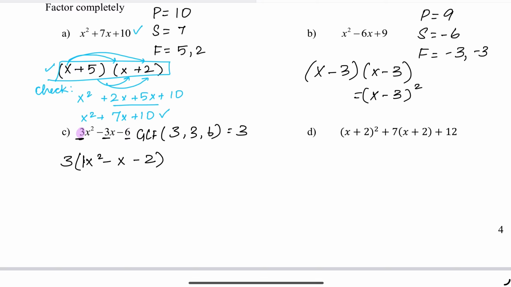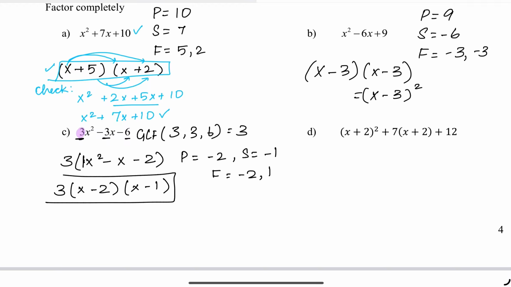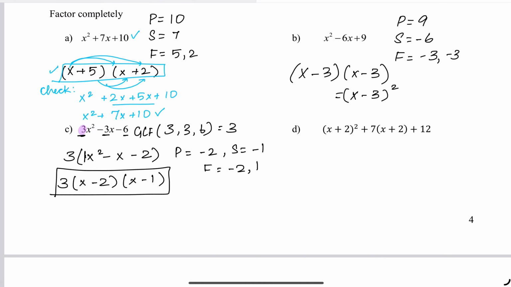So your product is -2. Your sum is -1. Your factors can be -2 and 1. So you'll be left with 3 times (x - 2)(x + 1). And again, you can distribute it to figure out whether your final answer is correct or not.